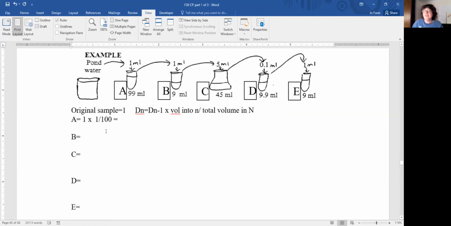Just want to remind you about how to express numbers as powers of 10. When you have a number of 10 or greater, it can be expressed as a positive exponent of 10. So just the number 10 is 10 to the first power. 100 is 10 to the second power. 1,000, 10 to the third power, and so on.